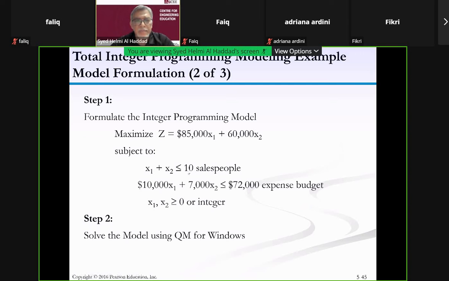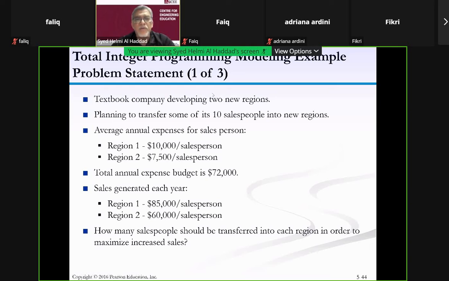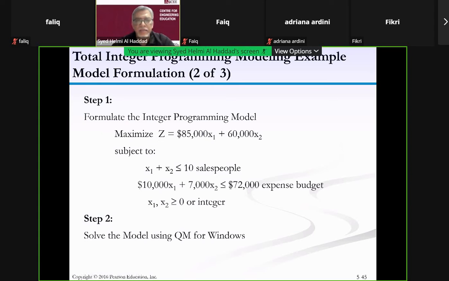Subject to X1 plus X2 less than or equal to 10. Okay, again here, planning to transfer some of its 10, meaning you can have less than 10. Some of them, not all of them. Some of them means less than or equal to 10, and this is the expense budget: 10,000 X1 plus 7,500 X2 should be less than or equal to 72,000, and then both, meaning the number of person should be greater than or equal to 0 and integer. Both are integer. Okay, so this will be the equation, the model for this problem.